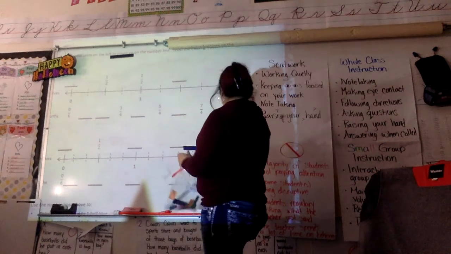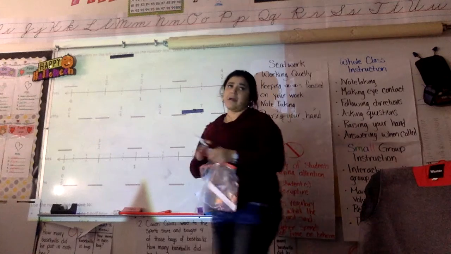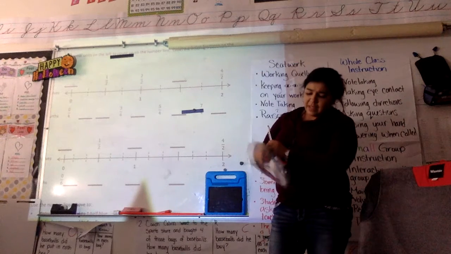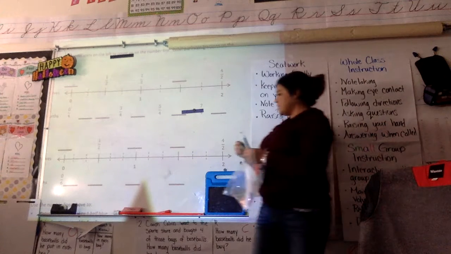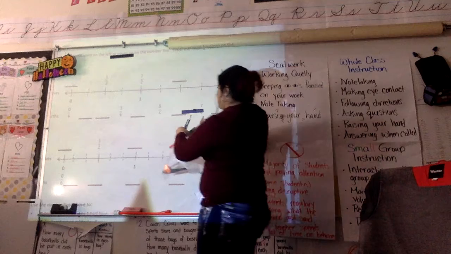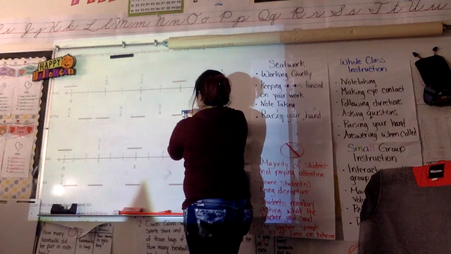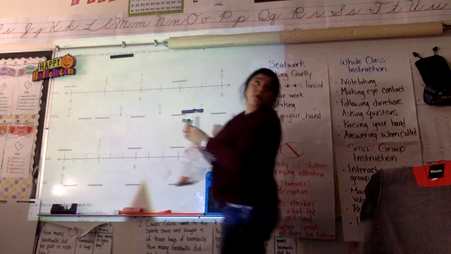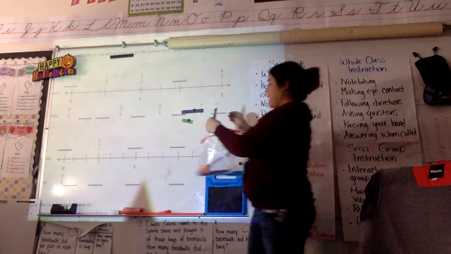So if I have my 1/2 here, on your desk you have your 1/2, and you should also have your fourths. Your fourths are green. So how many fourths equal a half? Colt. 2 fourths equal a half.